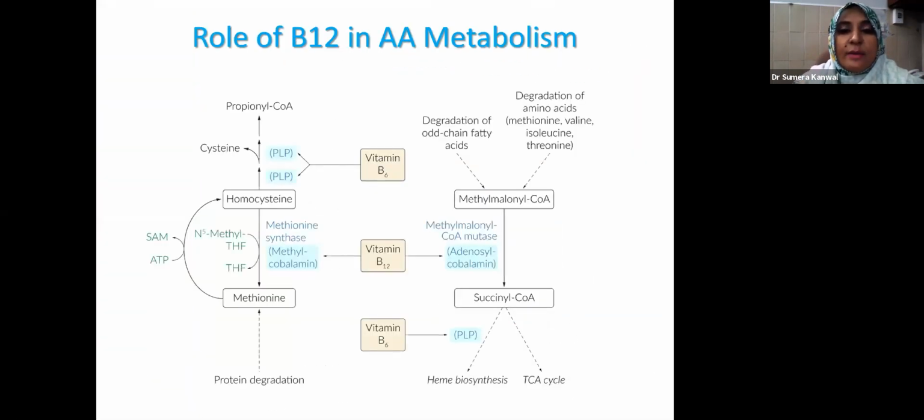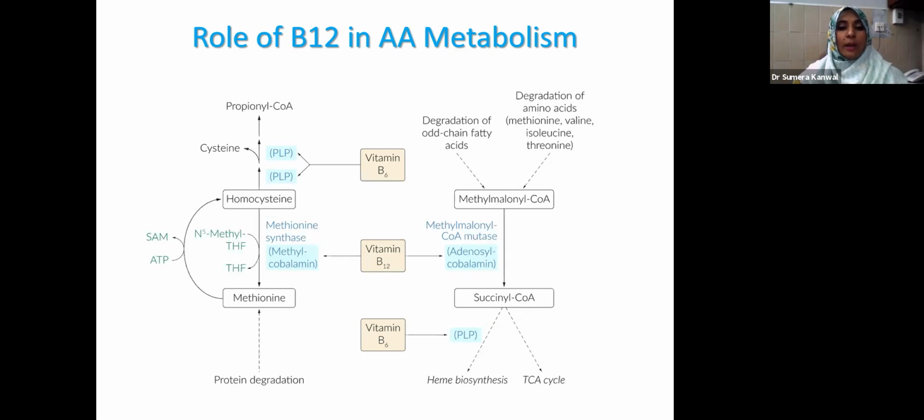So this is the role of vitamin B12, cobalamin, in amino acid metabolism. On the right hand side, you can see methylmalonyl-CoA, which is coming from the degradation of methionine, valine, isoleucine, and threonine. And this methylmalonyl CoA is also coming from the degradation of some fatty acids which are odd chain, like propionic acid. These odd chain fatty acids also give methylmalonyl CoA.